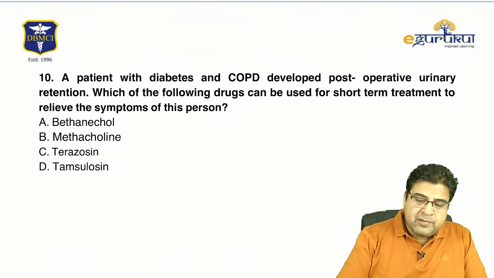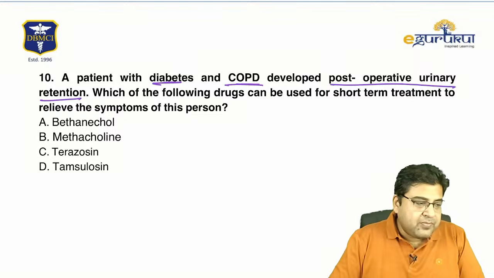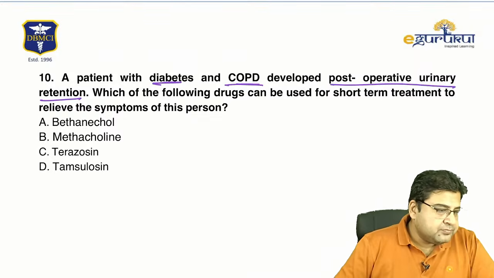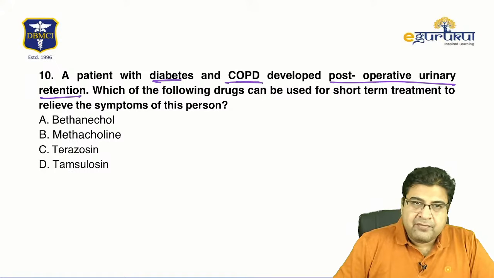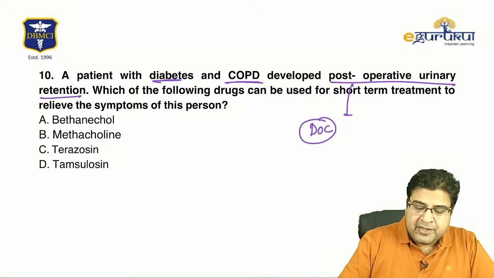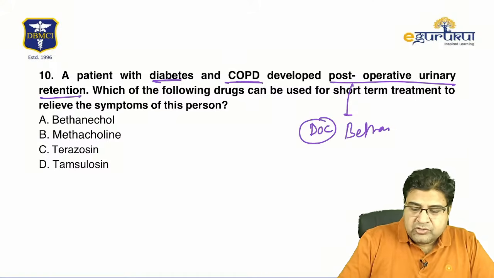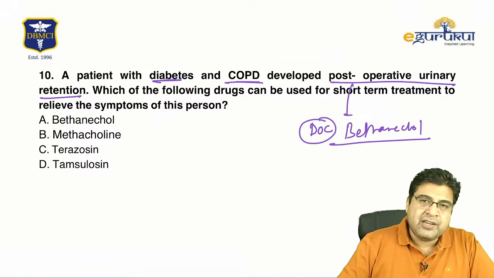Question number 10. Patient is a case of diabetes with COPD. Patient has got post-operative retention of urine. So guys, what is the drug of choice for post-operative retention of urine? So answer is bethanechol. Bethanechol is the medicine which is a drug of choice for post-operative retention of urine.